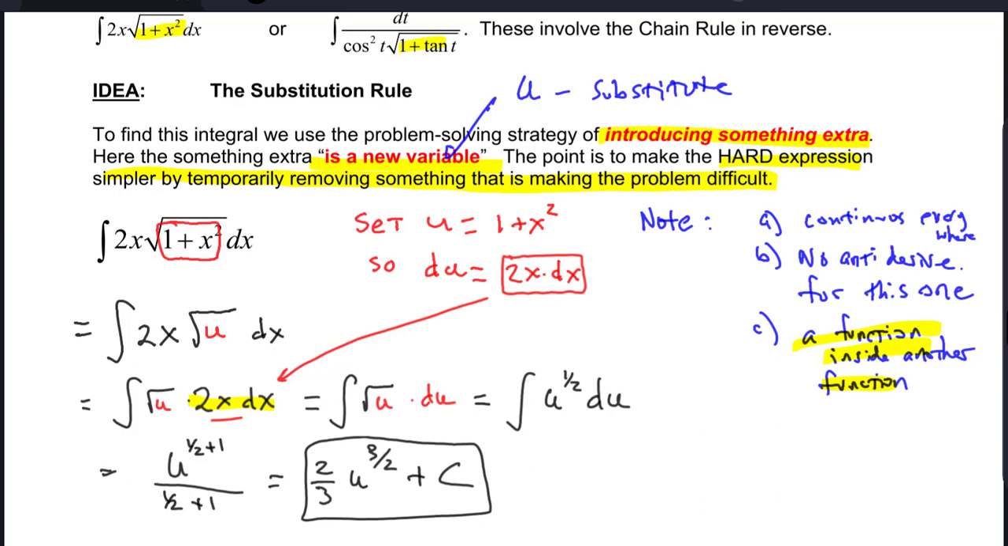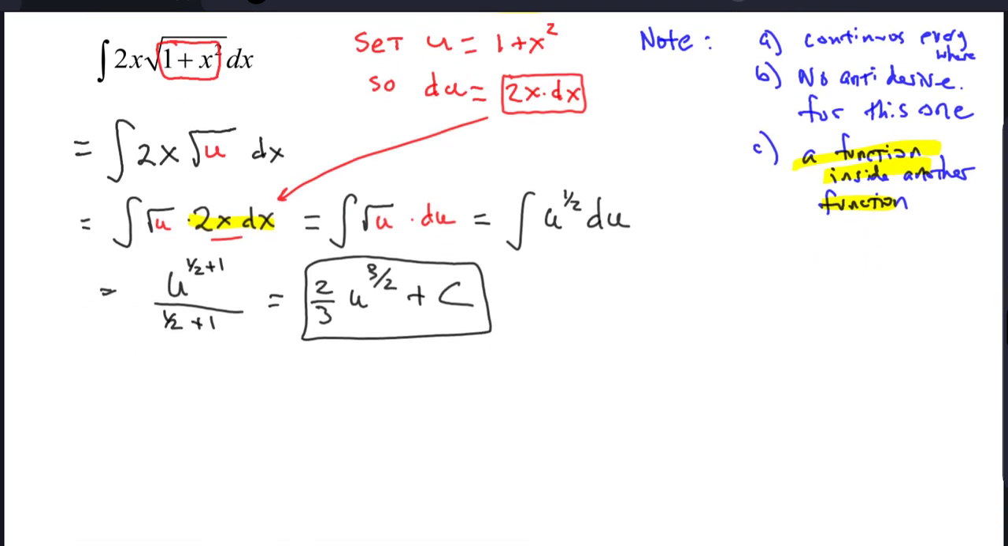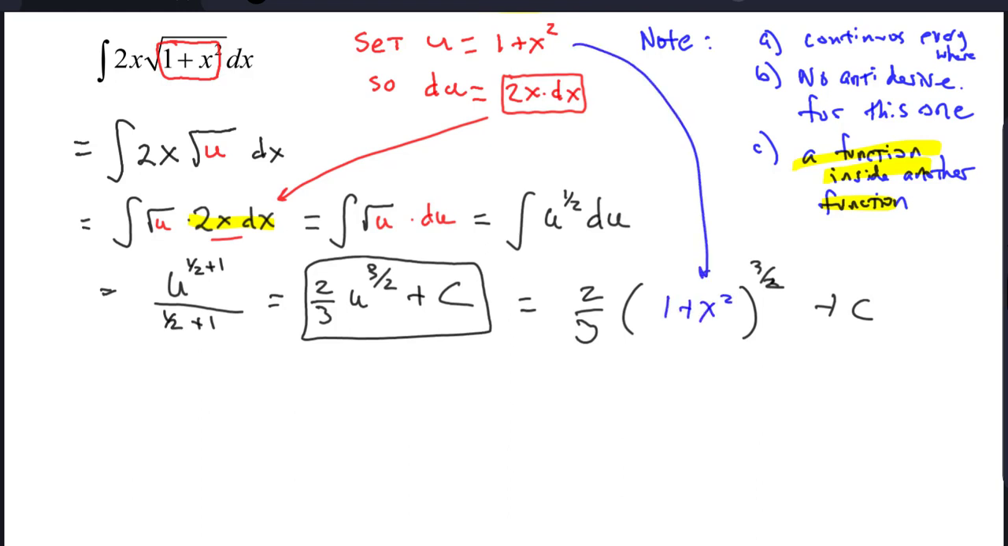However, the original problem was an x function, and we have a u answer. But because we switched to u, the integration was easy. Now we can take our answer that's in u and switch it back to x. So this will equal 2/3, 3/2 power plus c. And I'm going to take the u out and put the x's back in. 1 plus x squared. I'm taking that u and plugging it in there. And this is the answer to that integral.